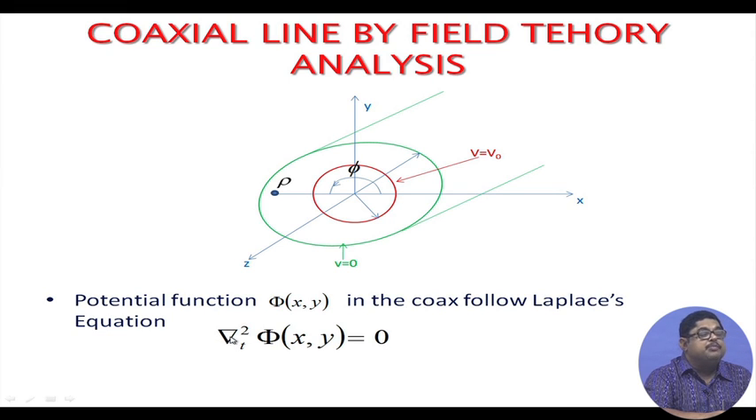So, that means the starting point of this field analysis, that is the derivation of the electric and magnetic fields within the coaxial line structure, starts from this Laplace equation with the transverse Laplacian operator, not the normal or ordinary Laplacian operator. It is a two dimensional Laplacian, that is why the Laplacian operator with a t is reminding us of the transverse Laplacian. So, that is equal to 0.